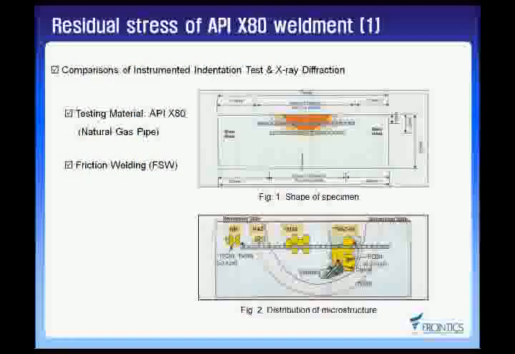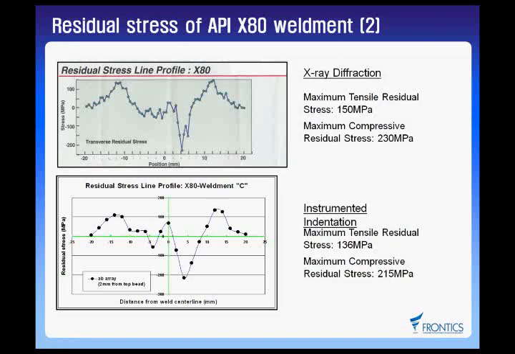This case evaluated the residual stress of an API X80 pipe when the friction welding method was applied. In addition to IIT, the X-ray diffraction method was applied to compare test results. When analyzing both sets of results, a similar pattern emerged. These similar results indicate that both methods are accurate, but the time taken to use IIT was only 1/10 of the time required for X-ray diffraction.